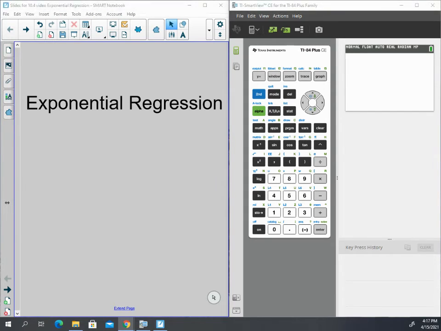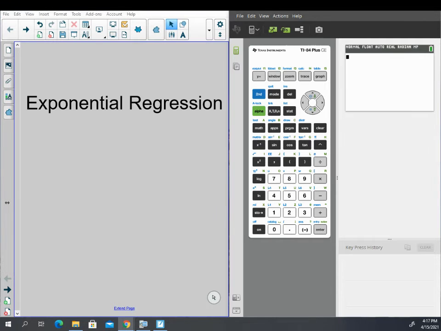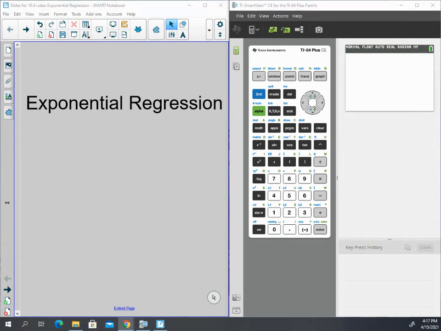Hello everyone. Today we're going to be learning about exponential regression, and I'm going to be showing you how to do that on the graphing calculator.